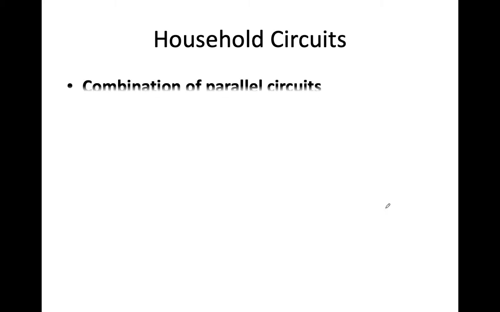So your house is a combination of parallel circuits. Okay. We don't hook up your house in a series, because that means if the coffee pot blows something up in the kitchen, like it blows a fuse, that means the whole house would go out. That doesn't happen very much.